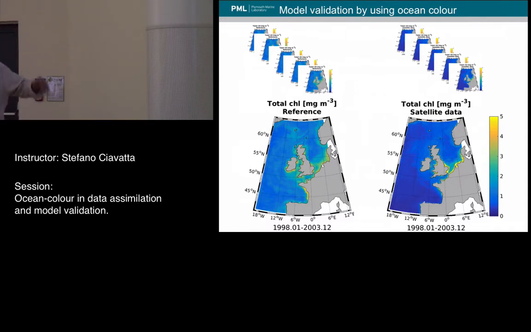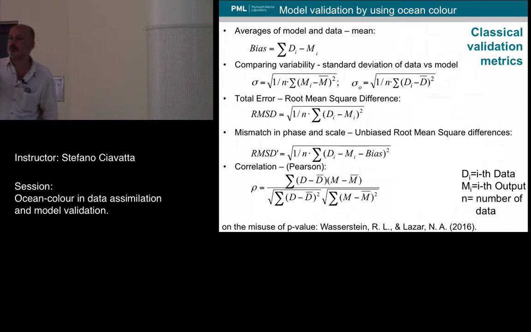So at this point, when we arrive at this stage, we can apply some mathematical tools to quantify the difference between the two. We can apply this kind of approach, point-to-point comparison, where at each grid point we compare the value of the data with the value of the model output by assessing the bias, to compare the variability, the standard deviation of the satellite data compared to the standard deviation of the model, the root mean square deviation, unbiased root mean square deviation, and correlation between the evolution at the grid points between model and data.